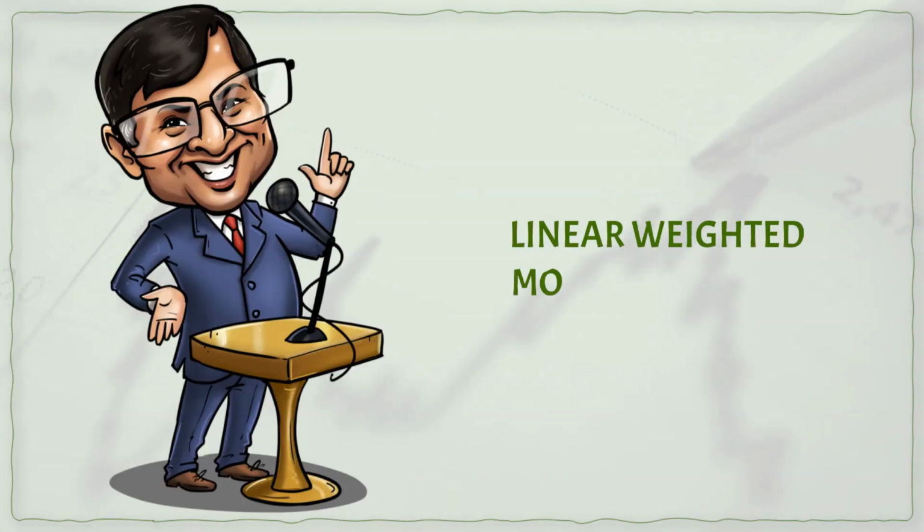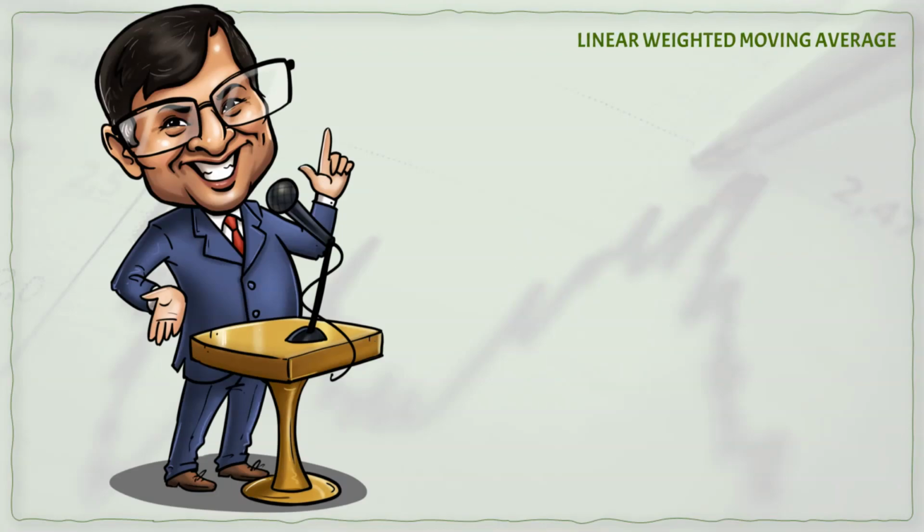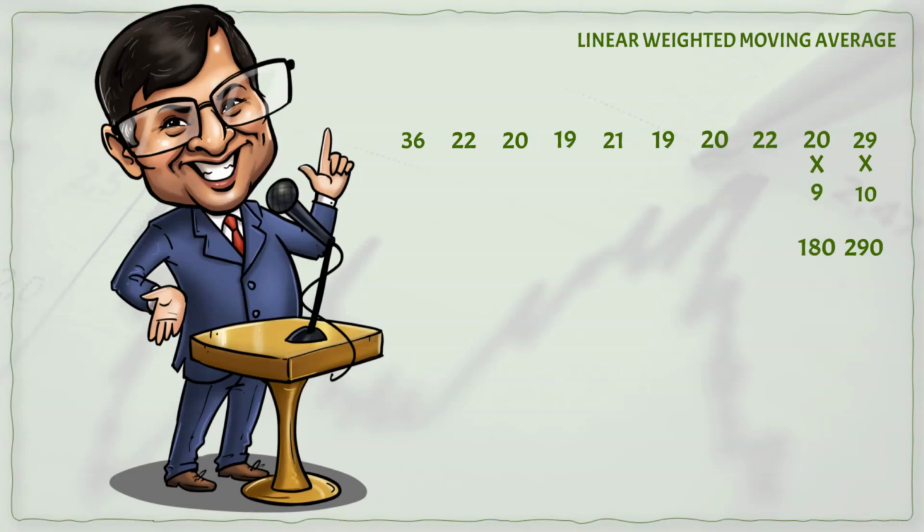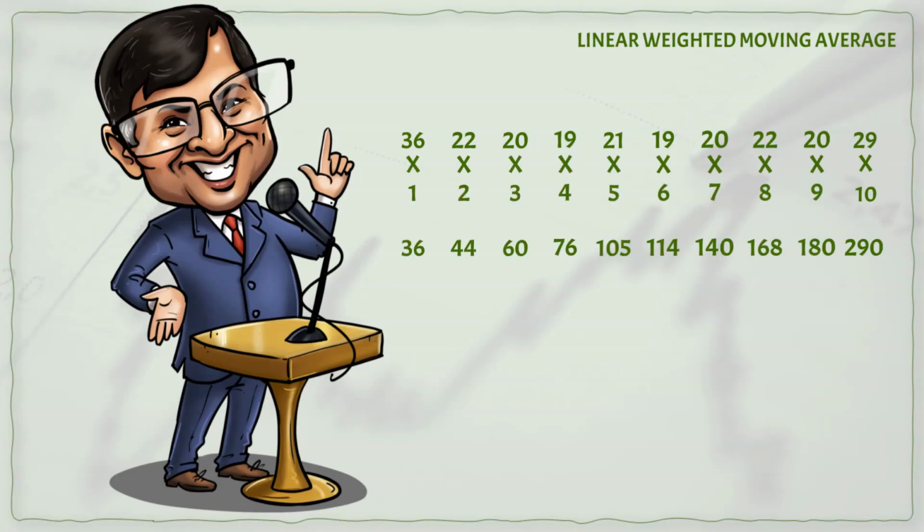The linear weighted moving average. Some analysts have modified the moving average by giving more weightage to the previous period's action than the earlier one. Here, the 10th day price is multiplied by 10, the 9th day by 9, the 8th day by 8 and so on. The total is then divided by the sum of the multipliers. In the case of the 10 days linear weighted moving average, the sum of the multipliers would be 55: 10 plus 9 plus 8 plus 7 plus 6 plus 5 plus 4 plus 3 plus 2 plus 1 bringing it to 55.